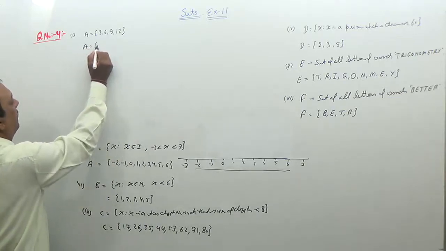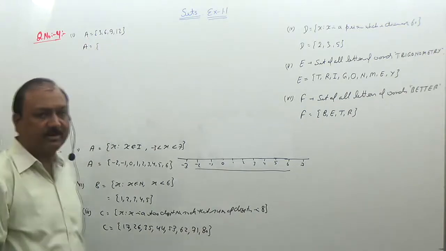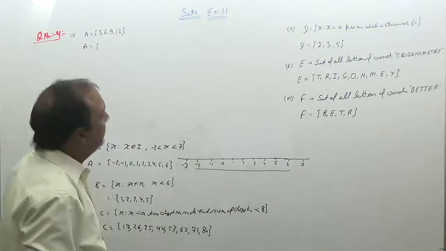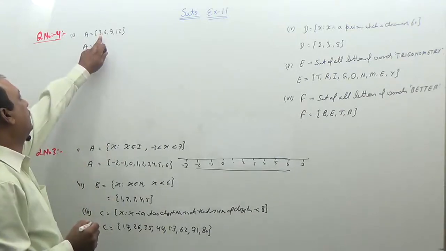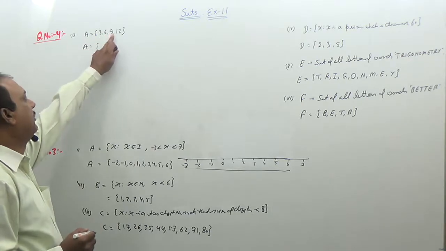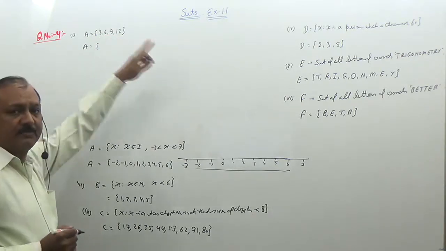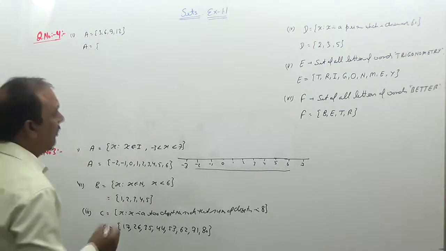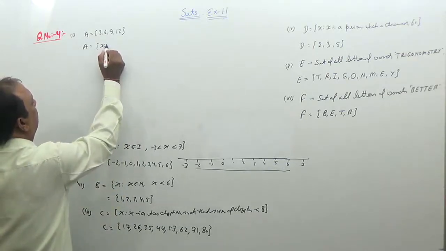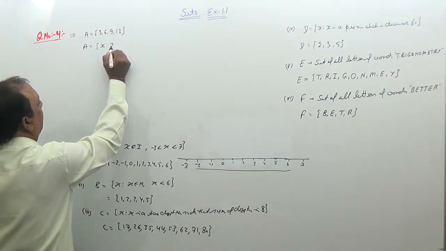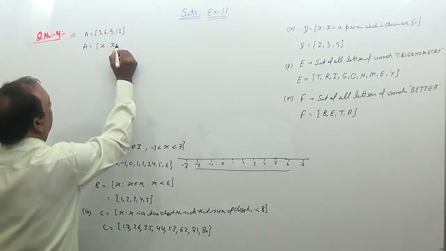So first of all, analyze the elements or objects of this set. The elements of this set are 3, 6, 9 and 12. So 3 times 2 is 6, 3 times 3 is 9, and 3 times 4 is 12. So these are the first 4 multiples of 3. So this set we can write down in the set builder form as x, x is a natural number.